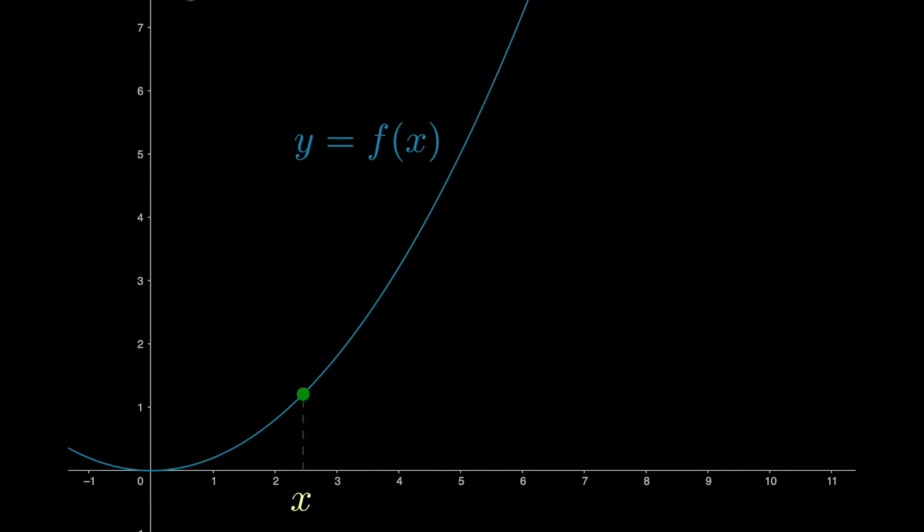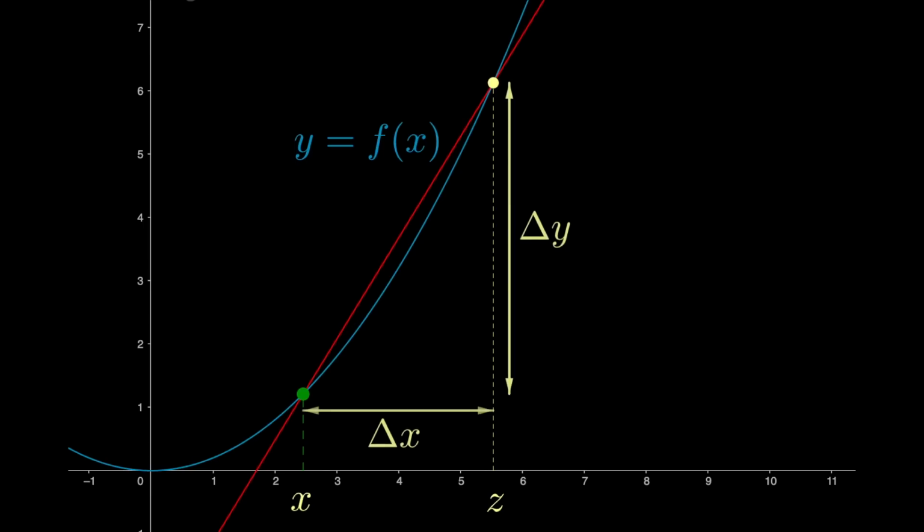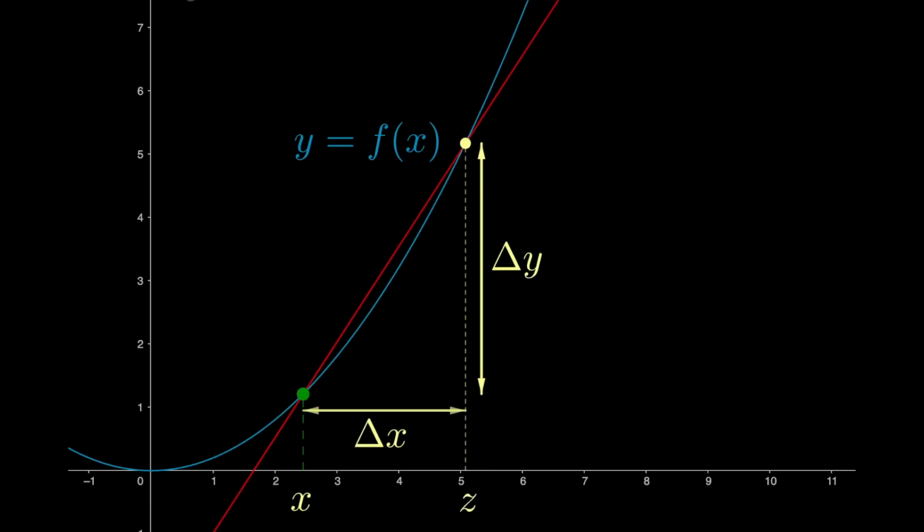Here we have a graph of a function, y equals f of x, and a point on that graph that we'll just call x. Let's add a second point we'll call z, and we'll add a secant line between those 2 points. We'll indicate the rise and the run between the 2 points as delta y and delta x. The slope between those 2 points is defined as delta y over delta x, or the rise over the run. Delta y is f of z minus f of x, and delta x is just z minus x.